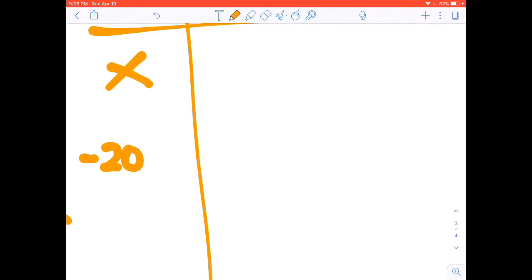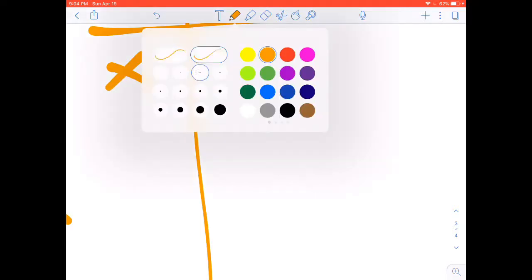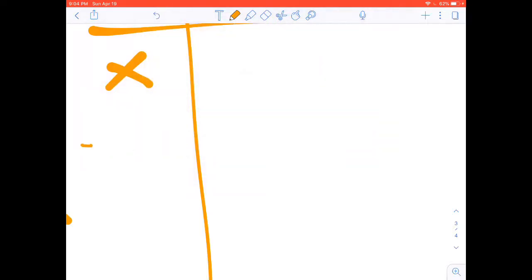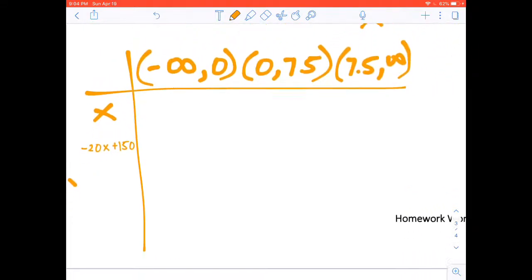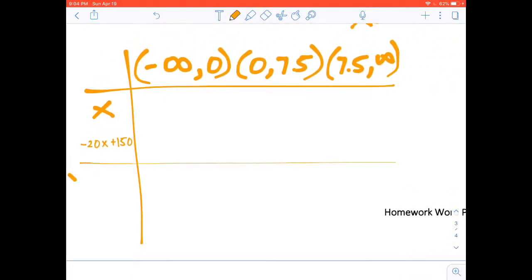Negative 20x plus 150. So negative 20x plus 150. We're going to find our factors for these. Across the top we have x. Well, x is negative here, x is positive, and positive in those two intervals.